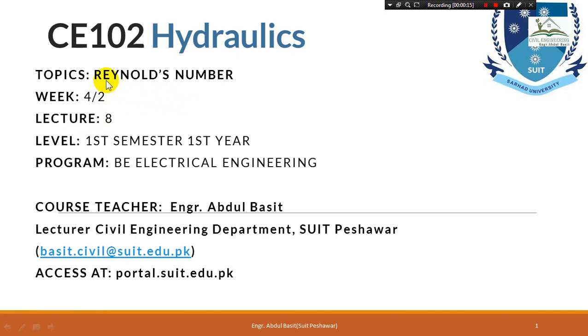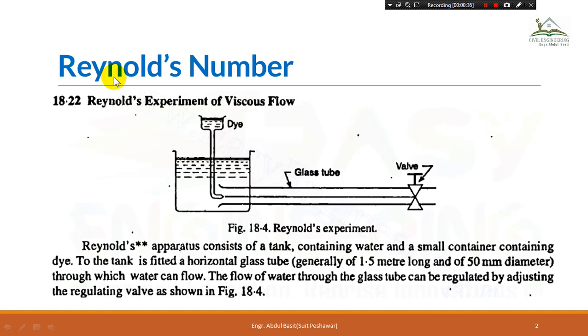The topic we are going to cover is Reynolds numbers. In the previous tutorial of this week number 4, we discussed different types of fluids, and we also discussed Reynolds number, laminar flow and turbulent flow. This is a number that can differentiate laminar flow and turbulent flow. Practically, experimentally, how can we determine the Reynolds number?